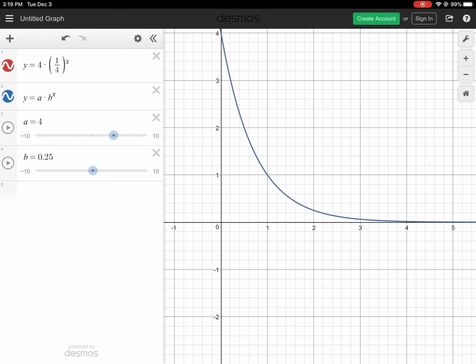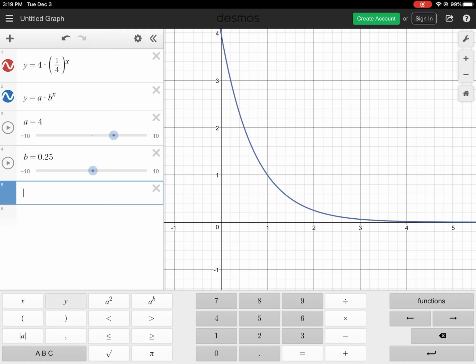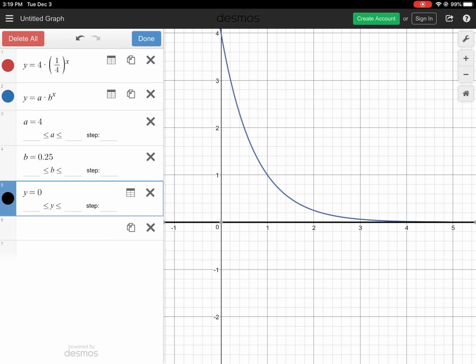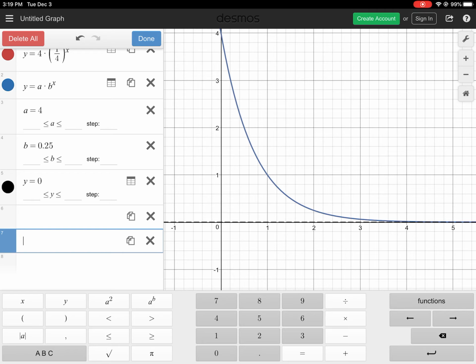Okay, well, that x-axis has a name. It is our asymptote. And with the asymptote, we'll do the dashed lines. I like the dashed ones better. It's basically an invisible line that our line is never going to cross.